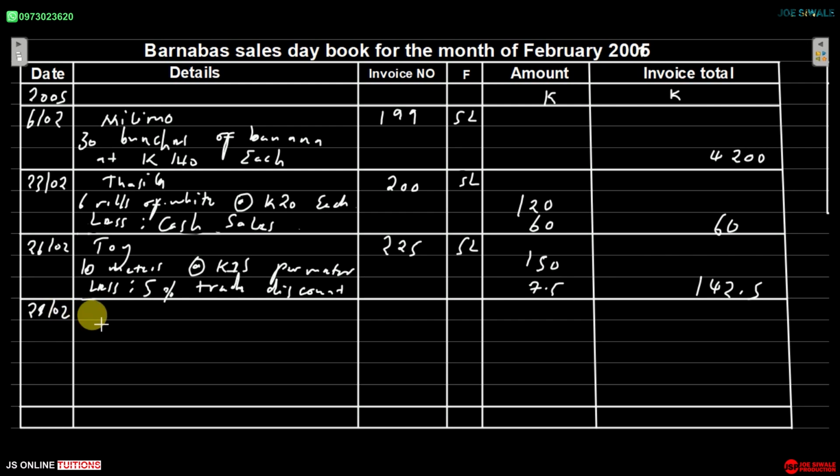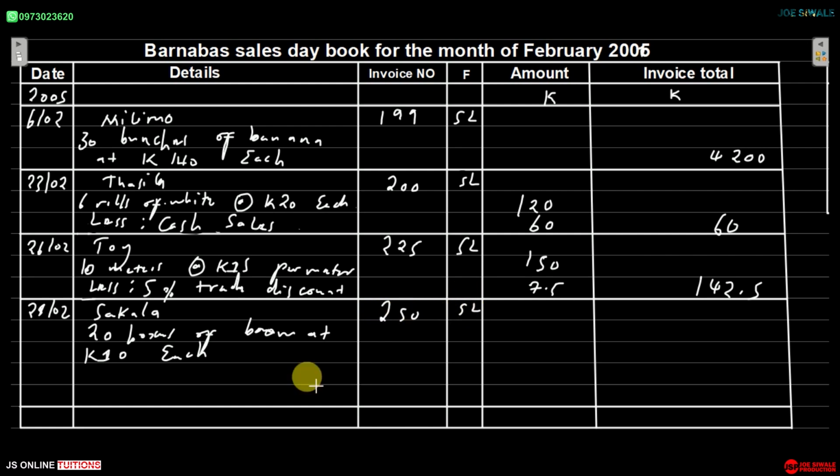So to write down the date there, it occurred on the 28th of February. So we are going to say Siwale there, that's the customer. So I'll say 20 boxes of boom at 10 kwacha each, and we know that the invoice number is 230. Then we have the sales ledger there.